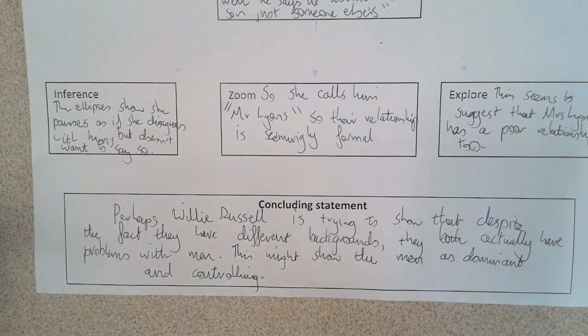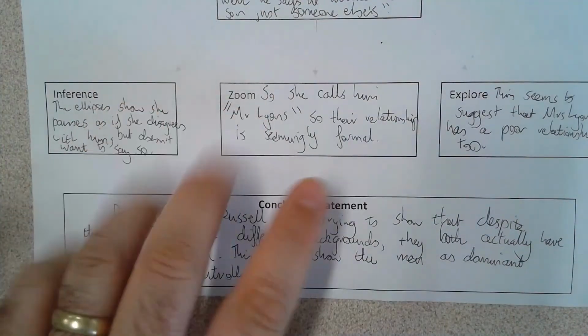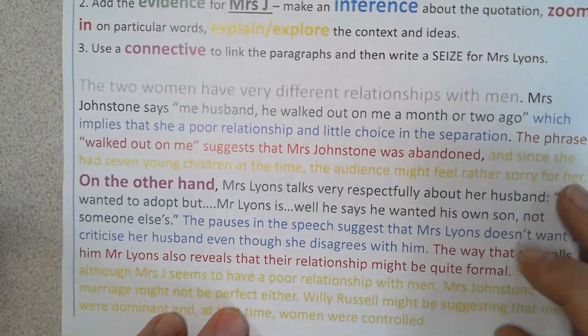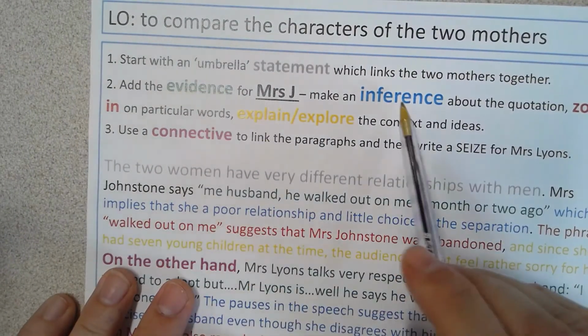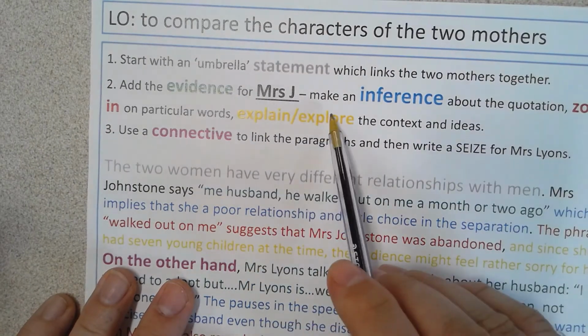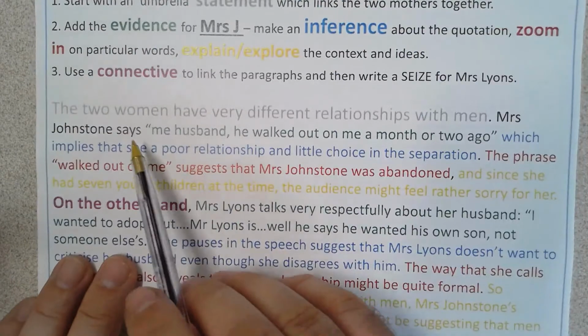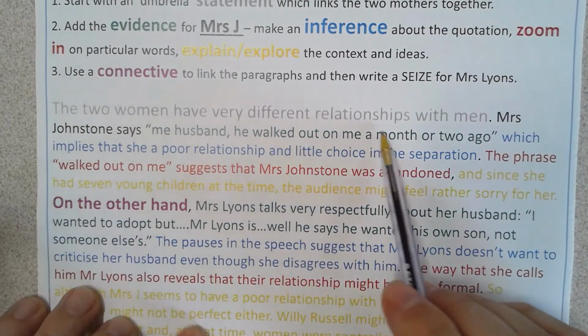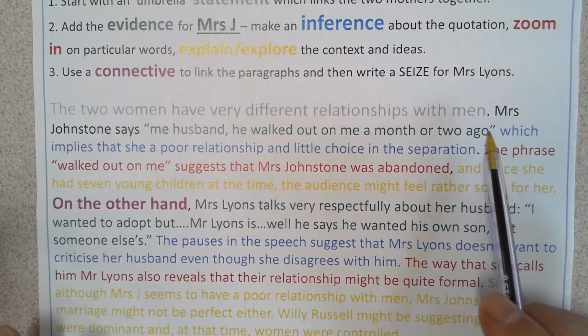What will that look like when I write it out? I can't leave it just on this sheet here. I need to write this out as a paragraph, and it looks a little bit like this. I've started with my linking statement. I've got my evidence, inference, zoom. I've got my explain, explore. And here I've used a connective. So what I've written is, the two women have very different relationships with men. I've literally copied down everything that I've put on my planning sheet.